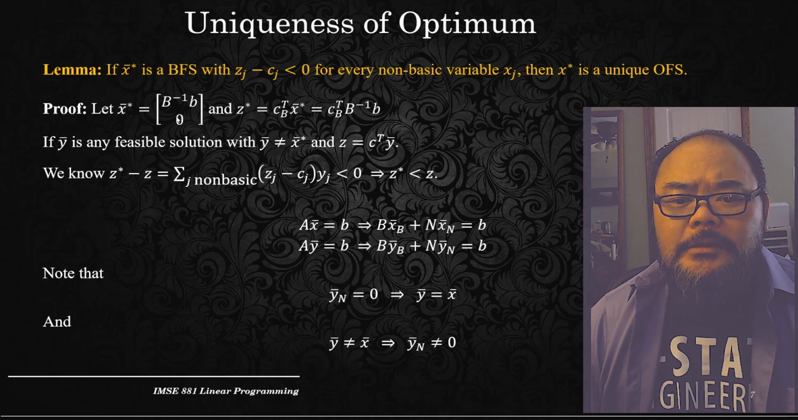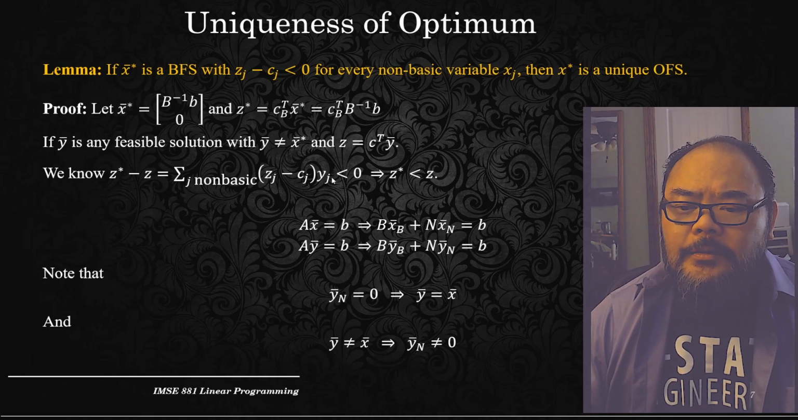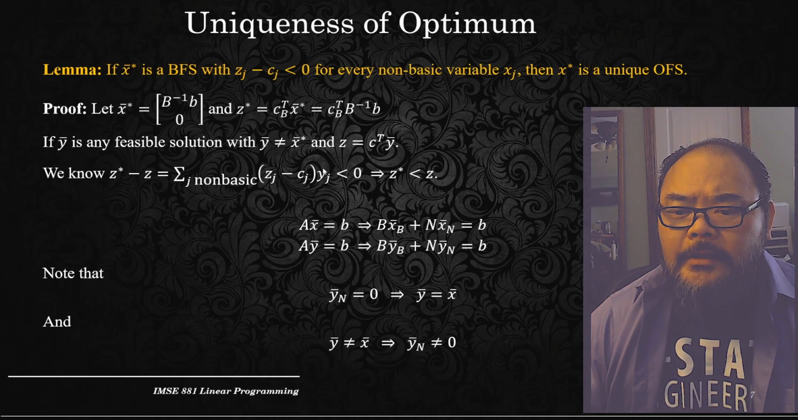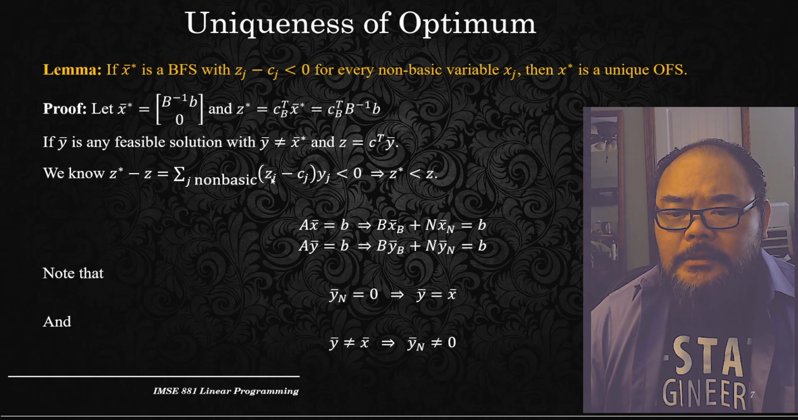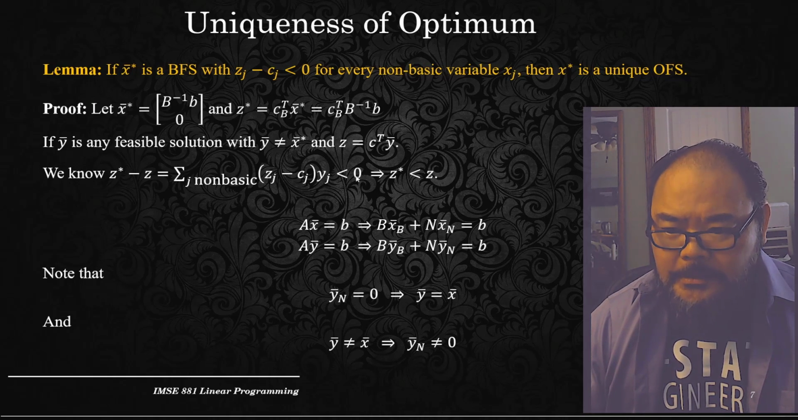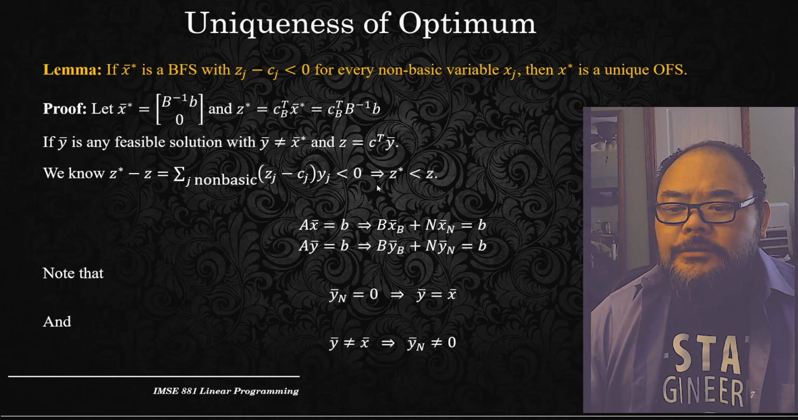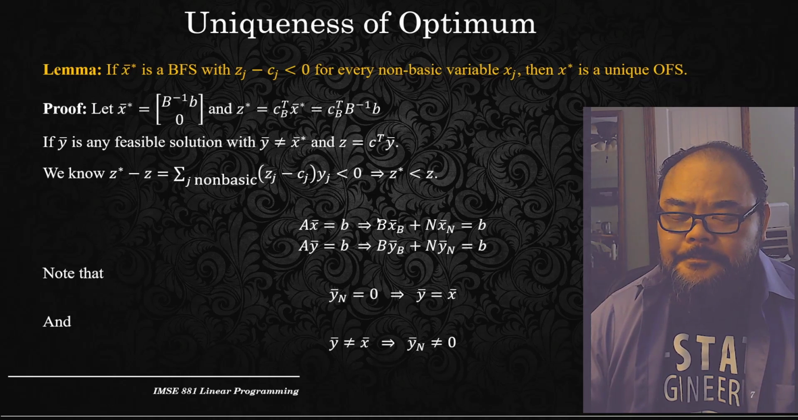This is less than zero. Why is that? Because first, yj, no matter if it's basic or non-basic, has to take a value of either zero or a positive number. And if the zj minus cj corresponding to all the j's are negative, then a negative times a non-negative will be strictly less than zero. Therefore, we can see that z star is always going to be strictly less than z. Okay, so that proves this particular lemma.